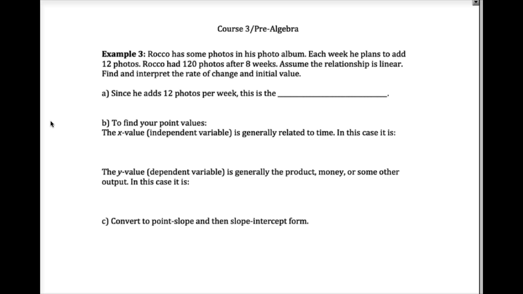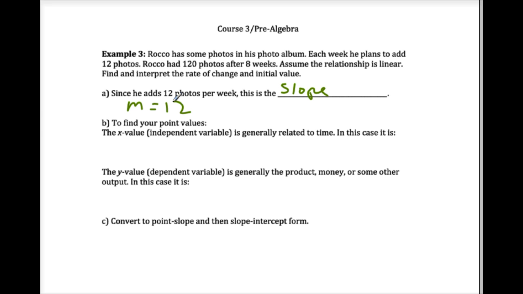All right. Rocco had 120 photos after 8 weeks. That's all they tell you, except for the fact that he saves 12 photos per week. Assume the relationship is linear. Got to tell you that it's linear. Find and interpret the rate of change and the initial value. Since he has 12 photos per week, what does that represent? There's the slope, guys. So we know that the slope is 12.